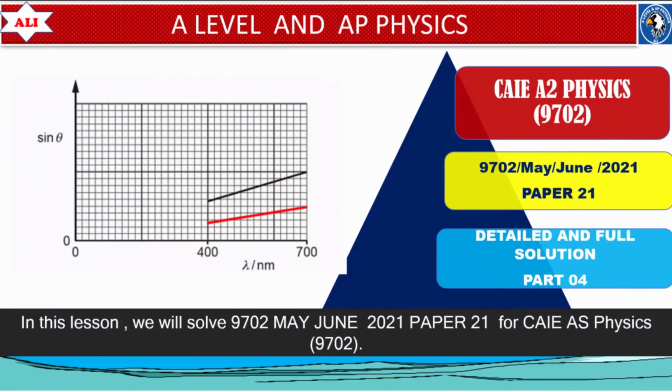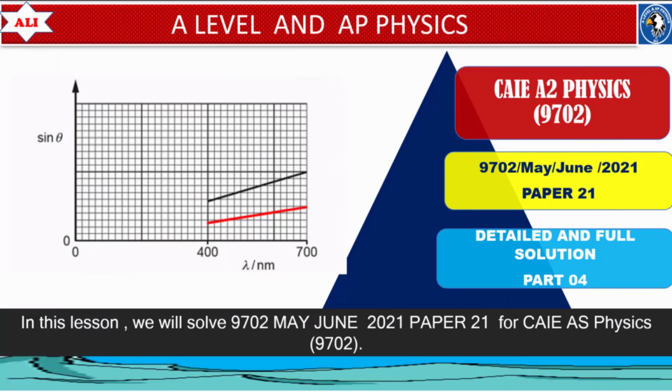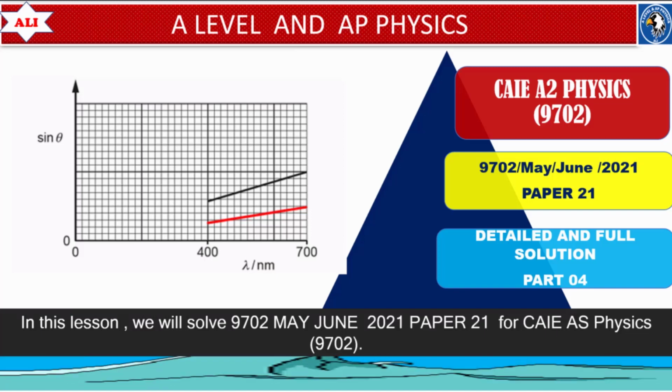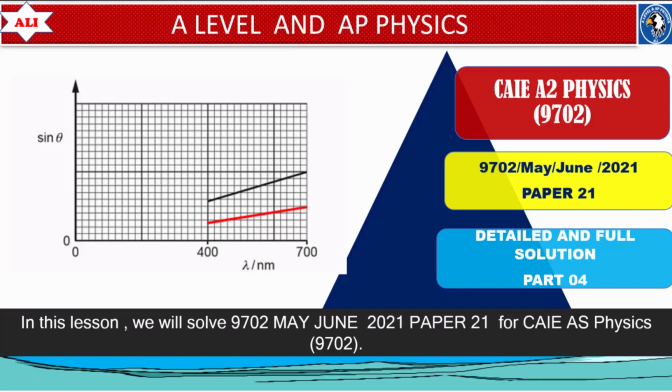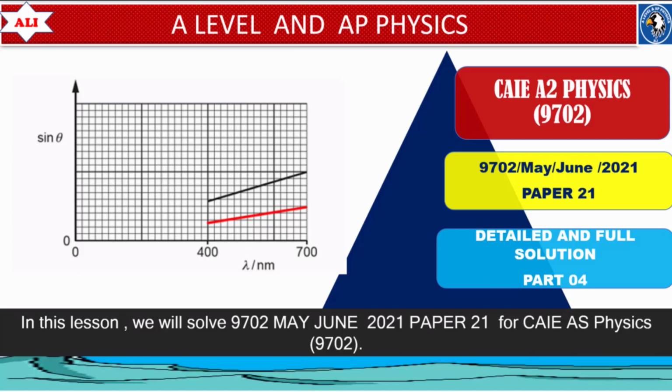Welcome to A-Level and AP Physics. In today's lesson, we will discuss question number 4 from May June 2021, paper 2-1. This question is about waves, especially based on properties of waves and diffraction grating. These two concepts are very important because most of the time they will ask about these concepts in the CAIE exam.